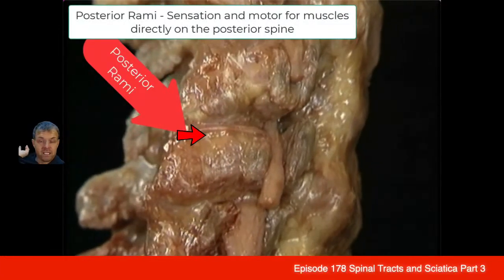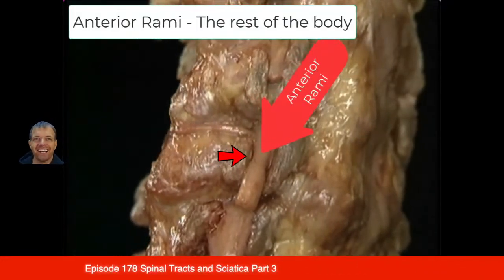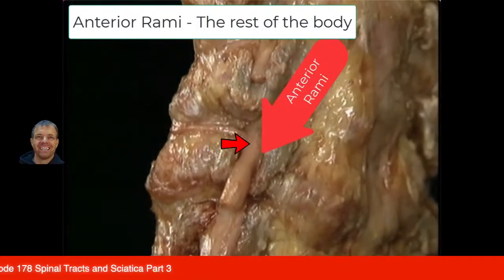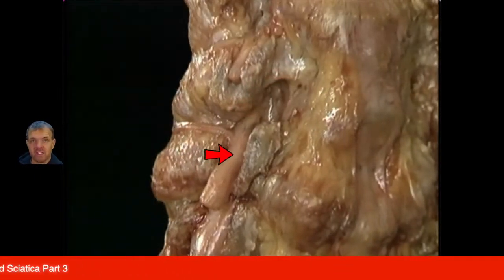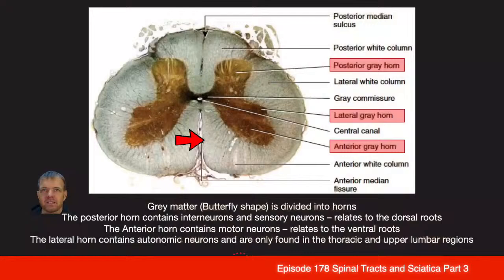So immediately coming out the back. So we're jumping straight into it this week. I've got a lot to cover. So the rami is a branch, so that's your anterior rami, and that's your posterior rami just there. Okay, so let's do that with this.